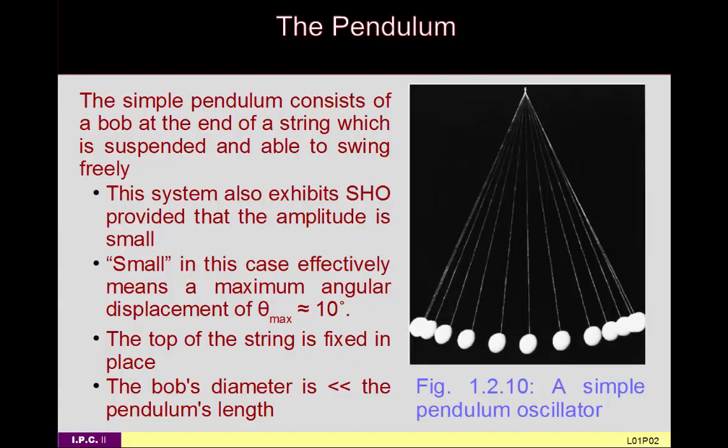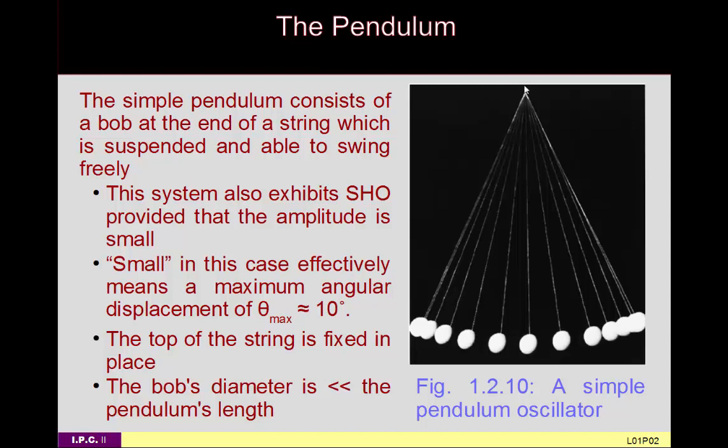The next thing that I wanted to talk about, next kind of oscillator, is the pendulum. And in the simplest case, the pendulum is going to consist of a long string, which is massless or nearly massless. It's an ideal pendulum that's massless, but it's a good enough approximation that the mass of the string just be less than the mass of the bob, which is suspended at the end.